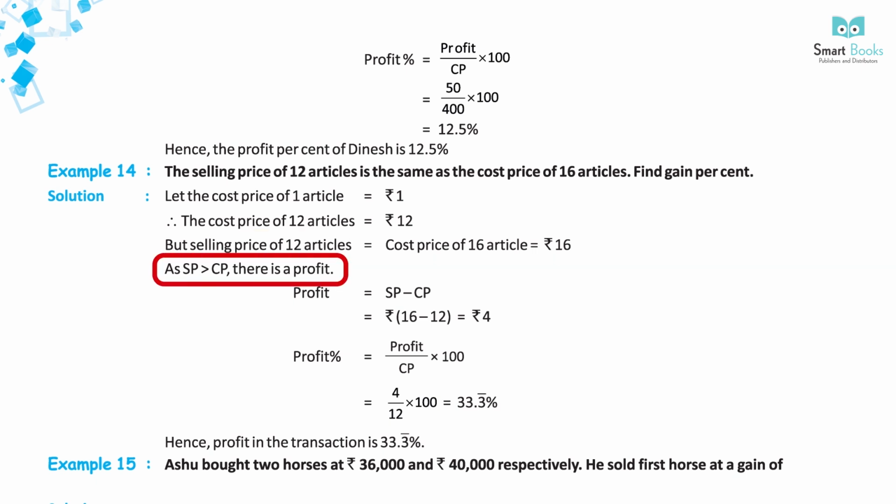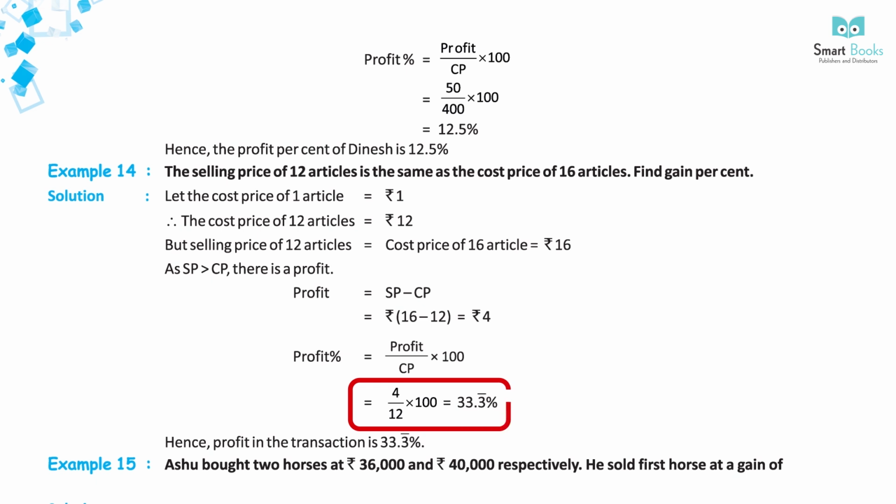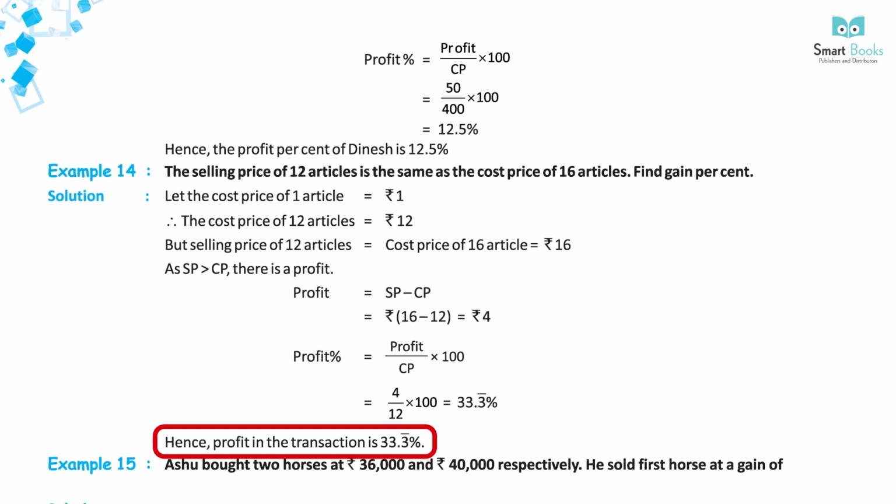As selling price is greater than cost price, there is a profit. Profit is equal to SP minus CP, is equal to rupees 16 minus 12, is equal to rupees 4. Profit percent is equal to profit upon cost price into 100, is equal to 4 upon 12 into 100, is equal to 33.3 bar percent. Hence, profit in the transaction is 33.3 bar percent.